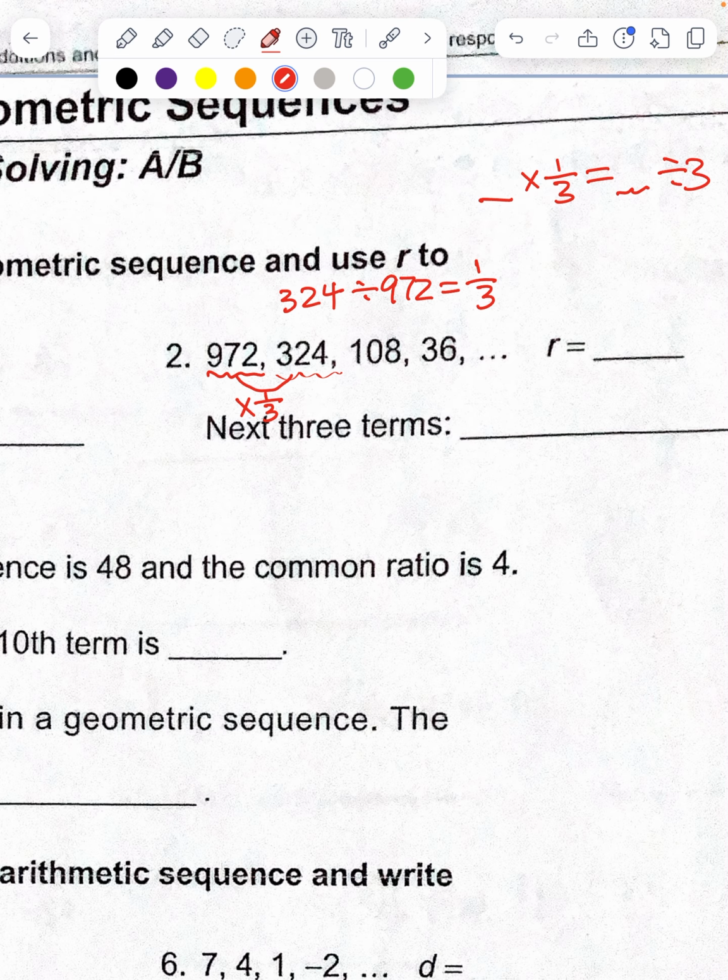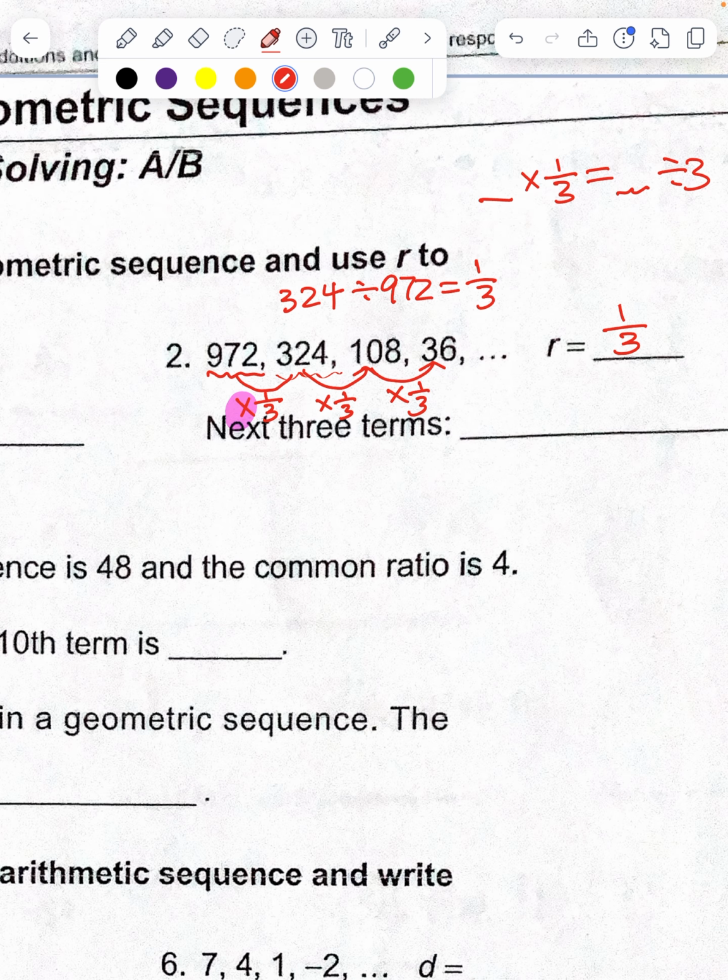But for the common ratio, we use the multiplier, so we always use the multiplication symbol. So it's multiplied by 1/3, which is also divided by 3. 324 multiplied by 1/3 is equal to 108. 108 multiplied by 1/3, or divided by 3, is equal to 36. So the common ratio is 1/3.